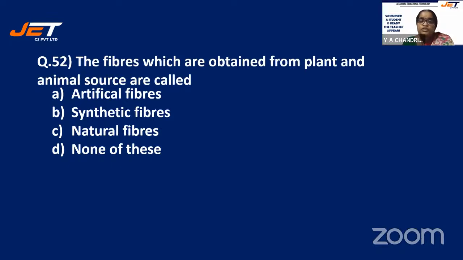Next question. The fibers which are obtained from plant and animal source are called artificial fibers, synthetic fibers, natural fibers, none of these. Let us check the answer. It is natural fibers, option C. Fibers which are obtained from plant and animal source are called natural fibers.